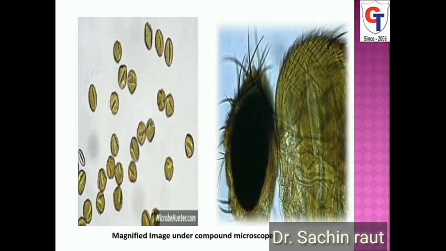In the light microscope you can easily observe the image. The first image is a pollen grain image, and the second image shows an insect head and thorax region. So all these are magnified images under a compound microscope. The diagrams you are seeing are magnified images under a compound microscope. In the first you can see pollen grains, and in the second you can see an insect under the compound microscope.